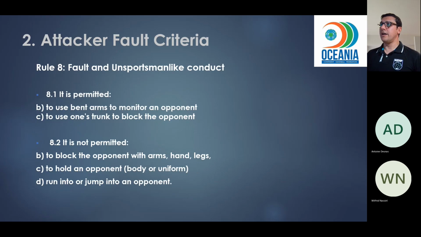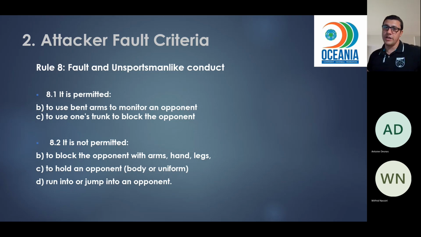Okay, what is the attacking foul? What is an offensive foul? According to Rule 8, the fault on unsportsmanlike conduct, the players are permitted to use bent arms to monitor the opponent. They cannot extend the arms, they cannot push, but they can control the opponent with a bent arm or protect themselves. And they can use the trunk as well to block the opponent. What is not permitted is to block the opponent with the arms.